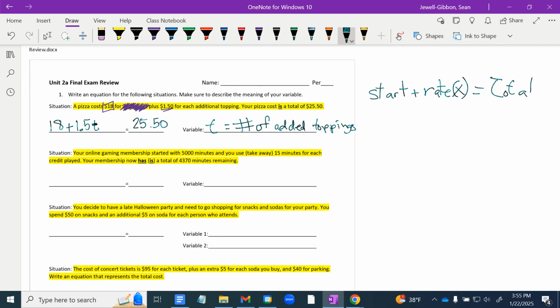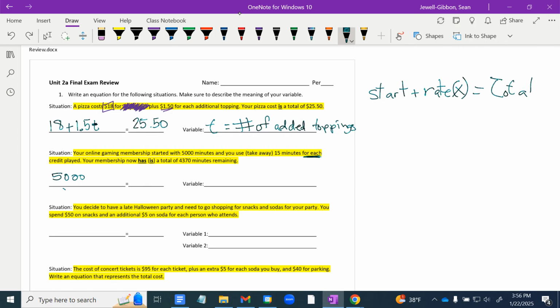All right, let's take a look at our next situation here. We have an online gaming membership that starts with 5,000 minutes. So once again, we're going to follow our formula for success here. So starting amount here is going to be 5,000 minutes. And you use or take away 15 minutes for each credit played. Again, for each or for every, that's kind of tipping us off that this is going to be the rate. So 15 minutes for each credit played, that's the amount that we are losing. So since we are losing or taking that amount away, we are going to be subtracting that.